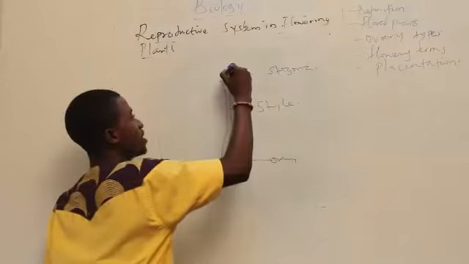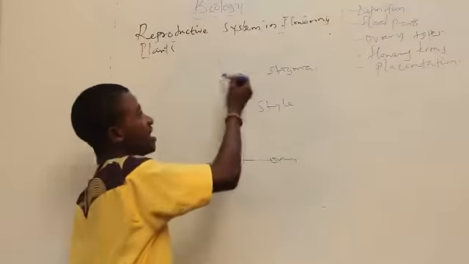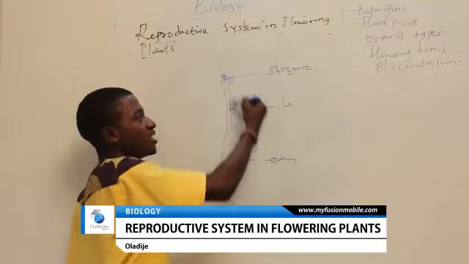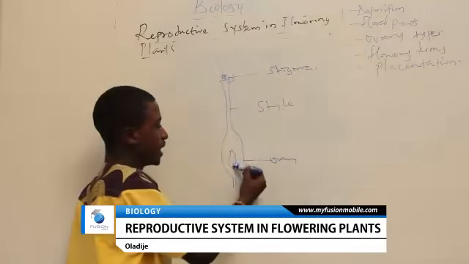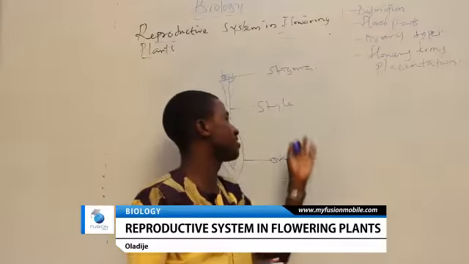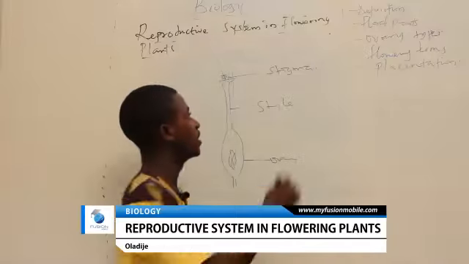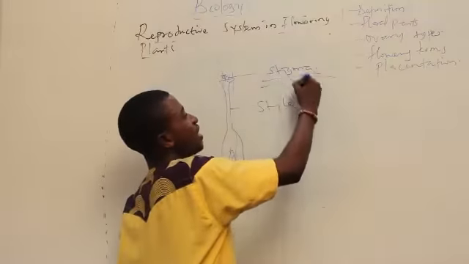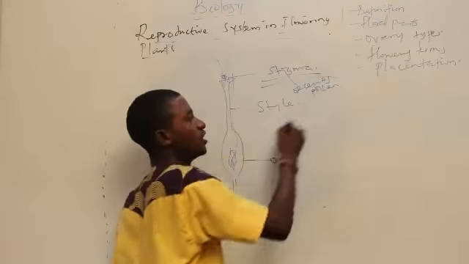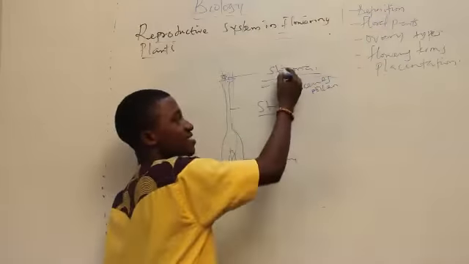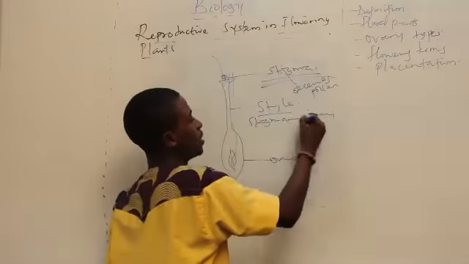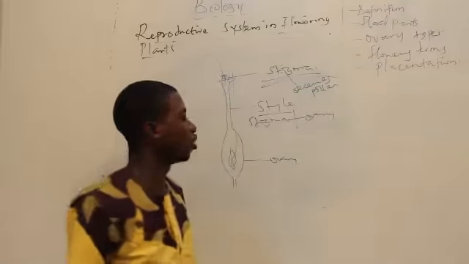And when pollen drops here, it stays here, it matures, then it germinates and enters here. At that point, we call this the pollen tube. It germinates, then it comes down and gets fertilized. So we have the stigma, the style, and the ovary. Now, what is the function of the stigma? The stigma receives pollen. The style connects the stigma to the ovary.